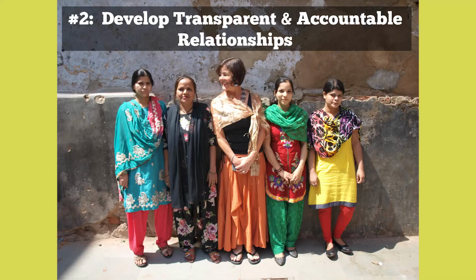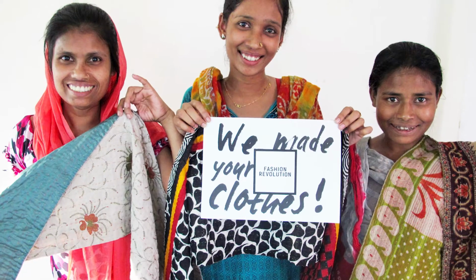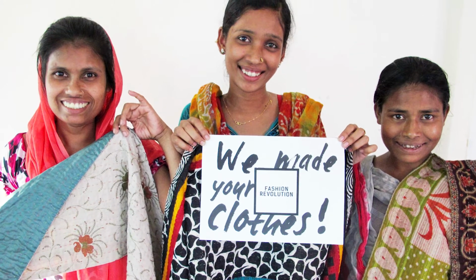The first one I want to talk to you about is developing transparent and accountable relationships. As this graph shows, that shows the conventional supply chain versus a fair trade supply chain. There are many, many fewer steps in a fair trade supply chain. For one thing, what this means is for the consumer, it's a less expensive product because on a conventional supply chain, every time you go up another notch, the product is getting more expensive. What this also means is there's just more of cultivating a relationship between the producers, the artists, the people who end up ultimately selling the products.